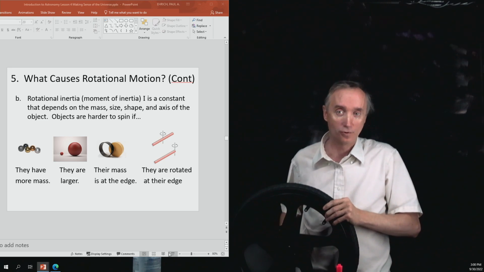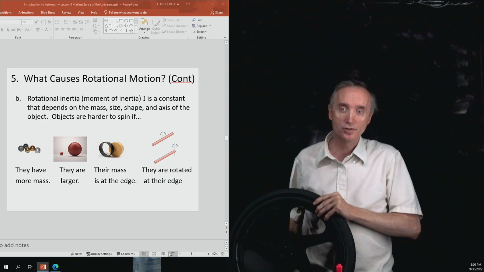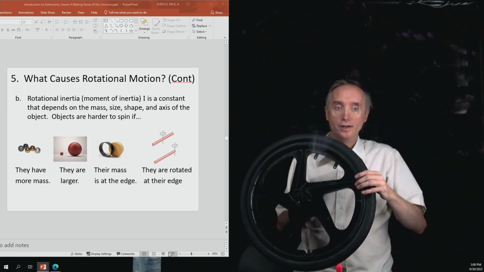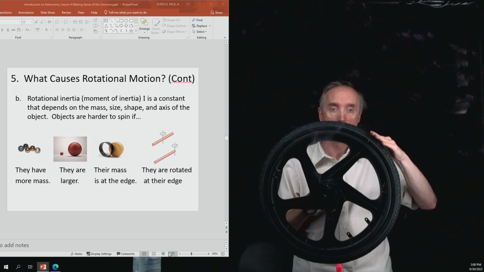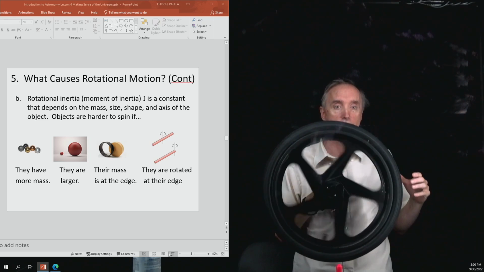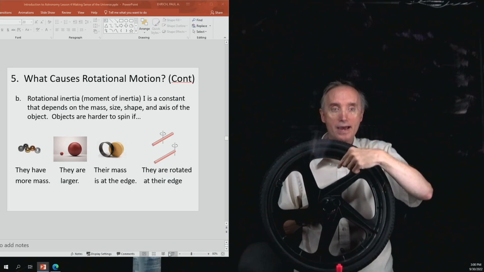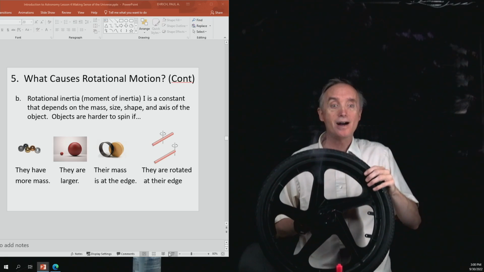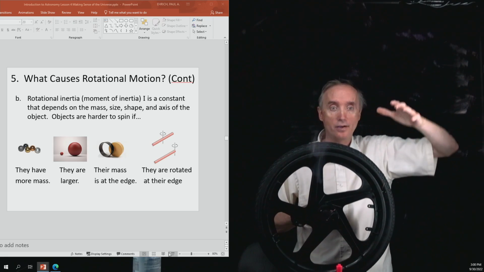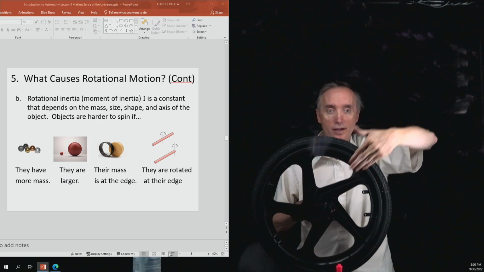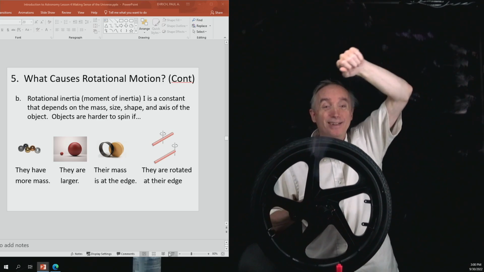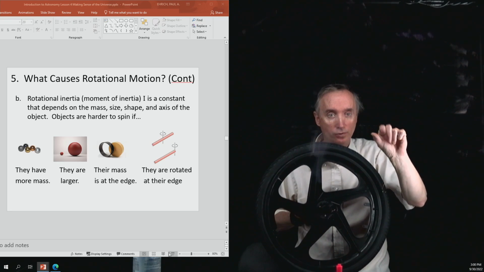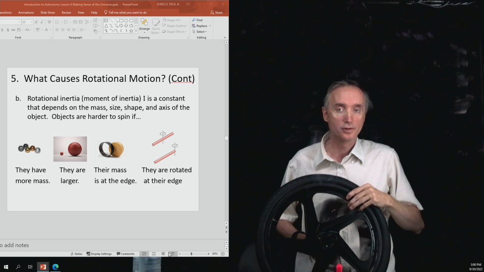And there is a formula for it, but I don't want you to know it. I just want you to see, what does it depend on? Well, one thing is the heavier the wheel, the harder it's going to be to spin. So it depends on the mass of the wheel. Another thing would be the size of the wheel. If you had a big wheel, a wheel that had a radius that came all the way out to here, it would be harder to spin it than if you had just a little tiny wheel. You could do that with your fingers.